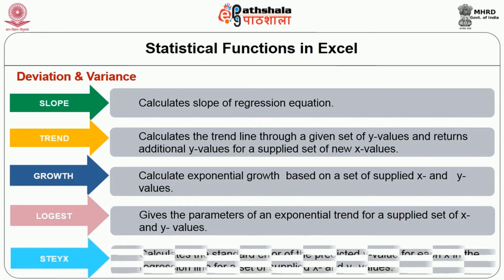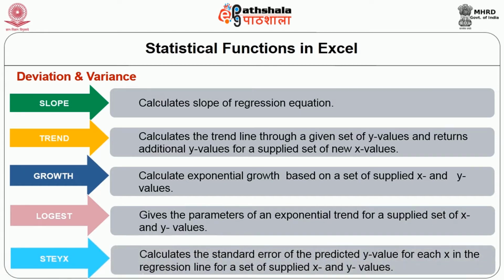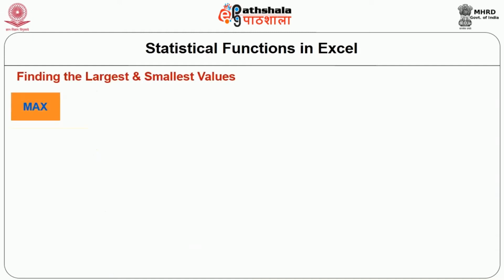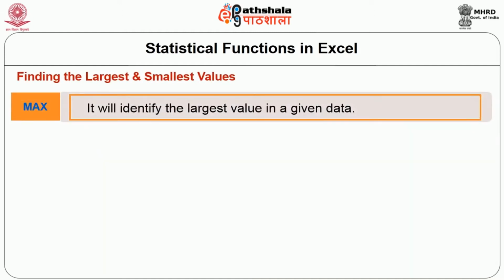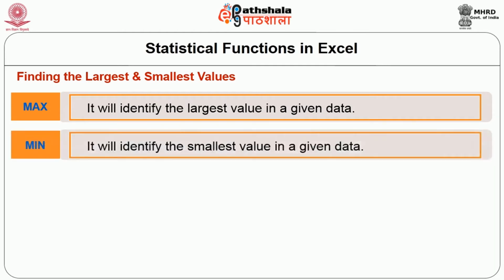STEYX calculates the standard error of the predicted y value for each x in the regression line for a set of supplied x and y values. MAX will identify the largest value in a given data. MIN will identify the smallest value in a given data.